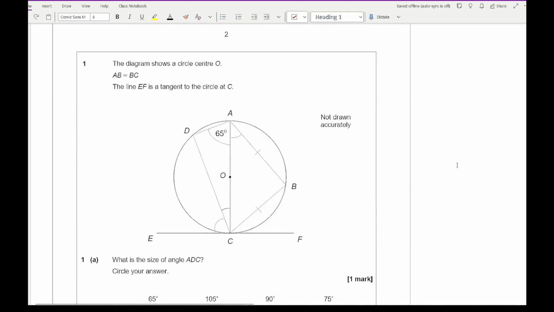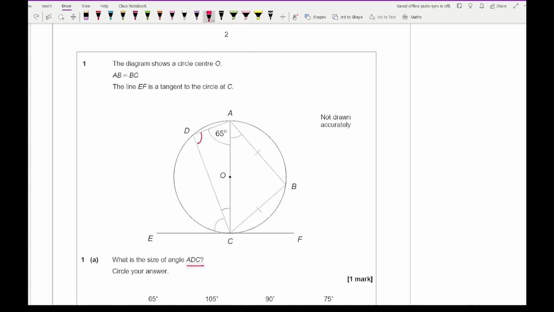So question 1 says the diagram shows a circle with center O, AB is equal to BC, and the line EF is a tangent to the circle at C. And question 1a says what is the size of angle ADC? Now, with all these types of questions, it's always really important that you first highlight what it is you've actually got to find. So here we're looking for angle ADC. So it's going from point A to D to C. So it's this angle here that I'm wanting to find.